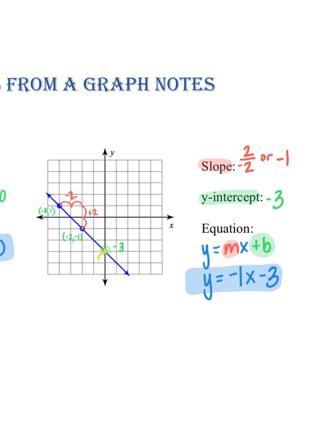I can go down 1, over to the right 1, and look, it hits a line. Or I can go up 1 and left 1, and that hits a line. Up 1, left 1, that hits one of the points given. So we're right.